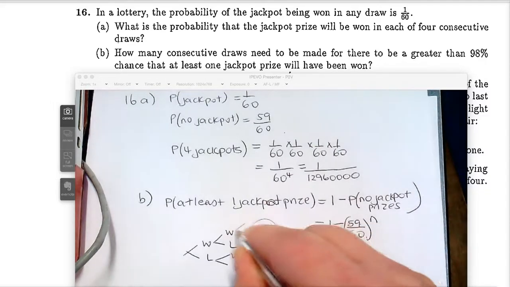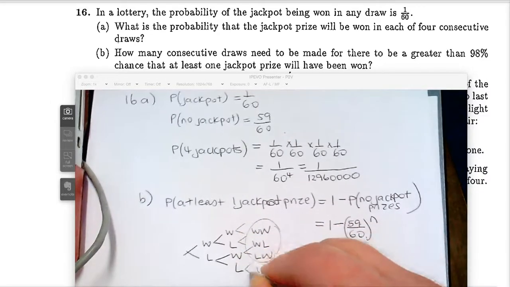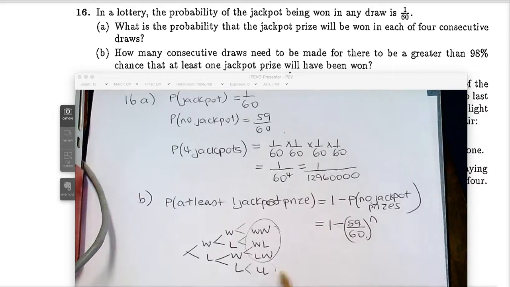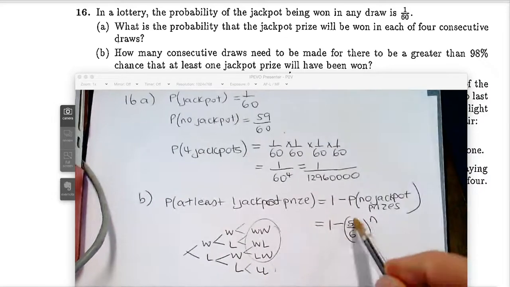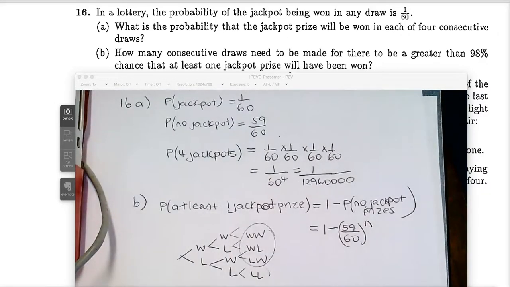If there were 3 draws, I'd continue, and it would be 1 minus lose, lose, lose. And it would be 1 minus 59 on 60 cubed. Because if you want to win at least one, it means you could lose all of them and win the last one. You could win the first one and lose all the rest. You could win 2. You could win 3. You could win 4. We just don't want all losing. At least one means 1 minus none.